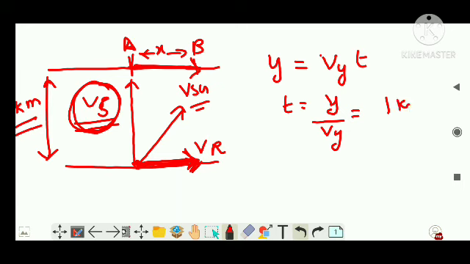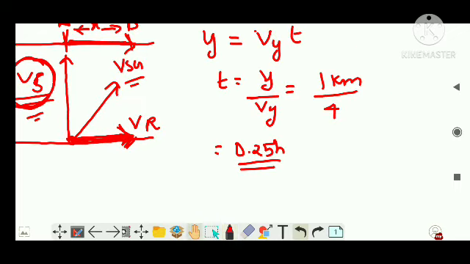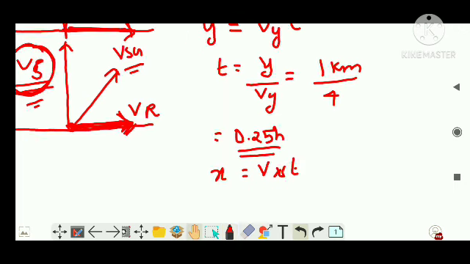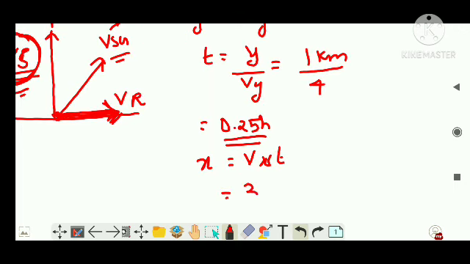What is y displacement? It is given as 1 kilometer divided by what is the velocity in y direction? It is 4, right? Velocity in this direction is 4 kilometer per hour. So it will be around 0.25 hours, right? Quarter of an hour, right? Now the second question is, what is the x amount? That is, displacement is asked. Displacement is vx into t, right? What is the velocity in x direction? That is velocity of river, that is 3.